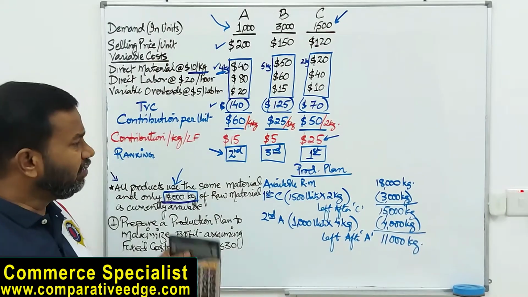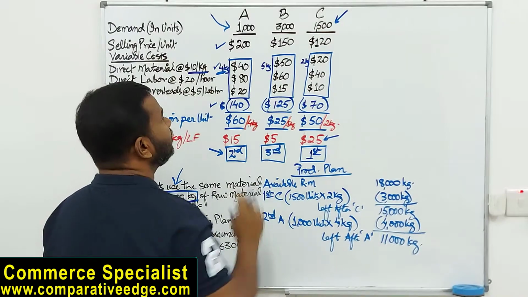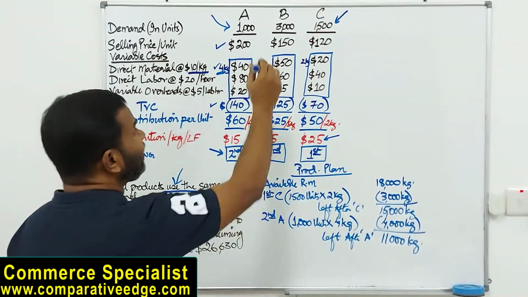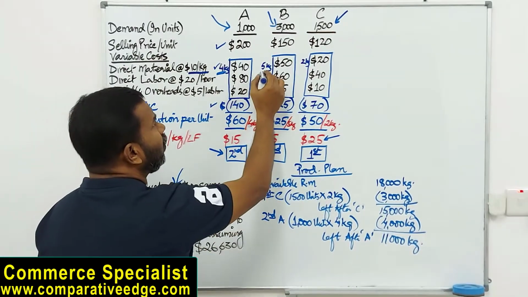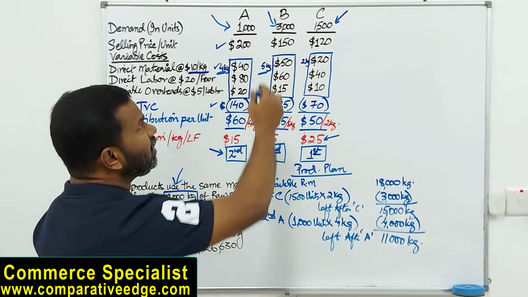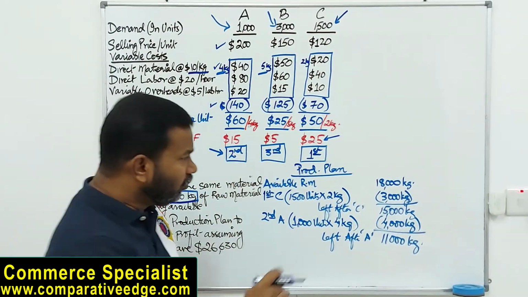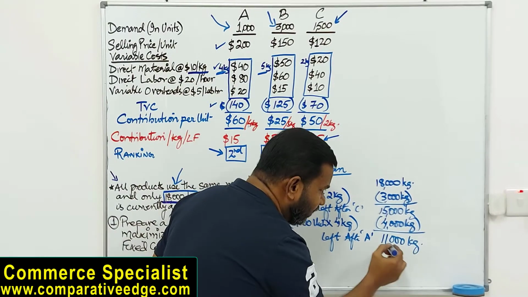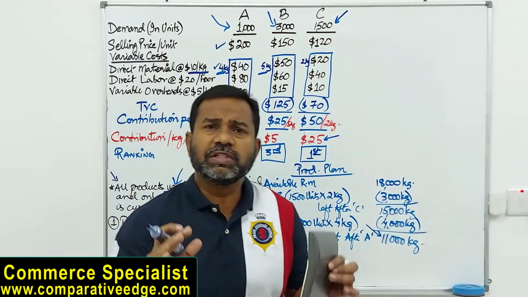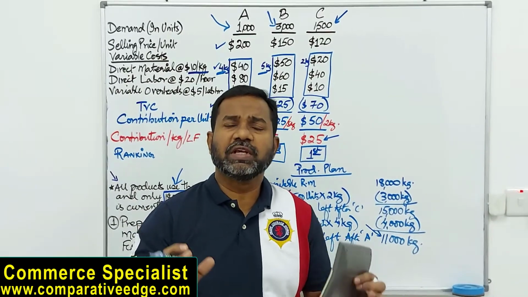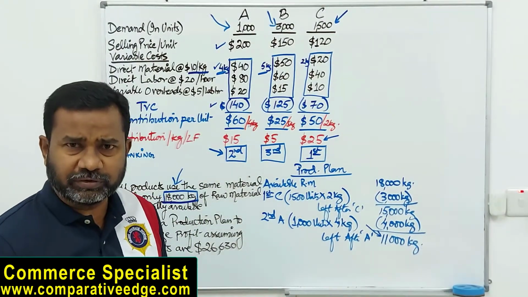Now, ladies and gentlemen, the important part. The third priority is B. Now, if you look at the demand, we have 3,000 units. Each unit requires 5 kilograms. So when you multiply 3,000 into 5, you get 15,000 kilograms. But do we have 15,000 kilograms here? We have only 11,000 kilograms available. So we need to see how many units can be made in 11,000 kilograms.